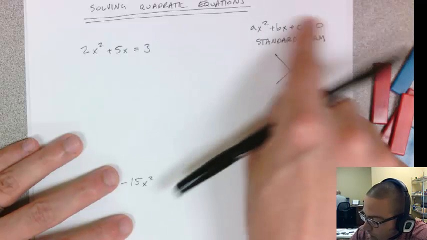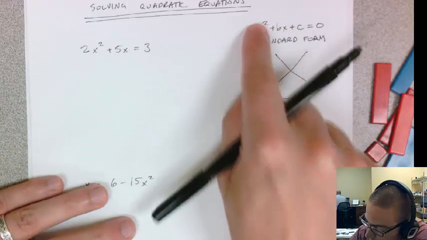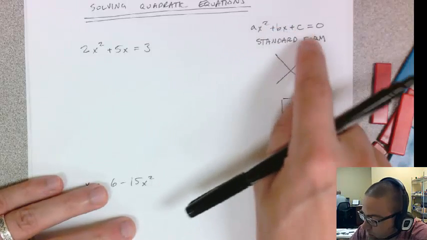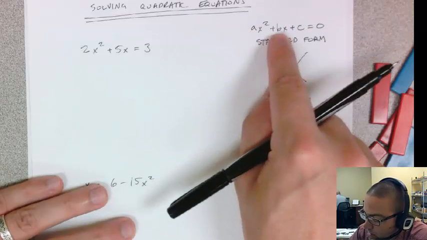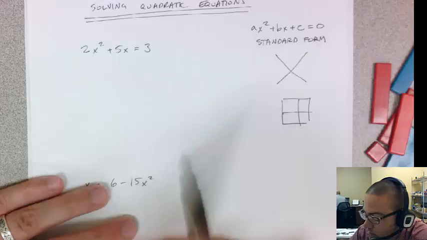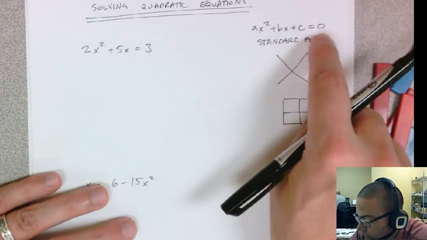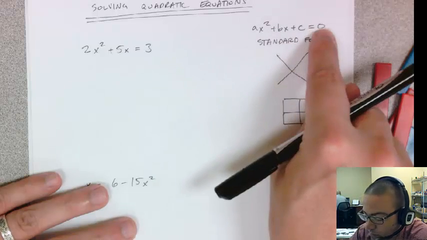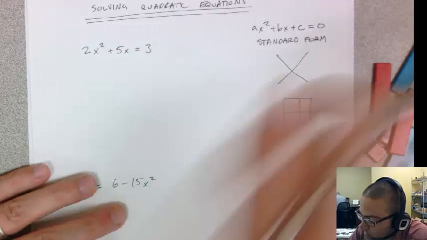This is what we call standard form, when we can put it into the quadratic term, the linear term, and the constant term all equal to 0. So we want to organize it this way because we can use that pattern to help us factor things. And then since it's equal to 0, we can utilize that zero product property, ZPP.